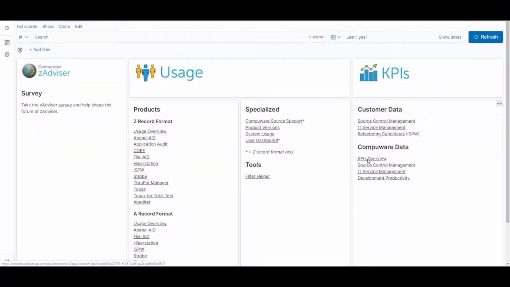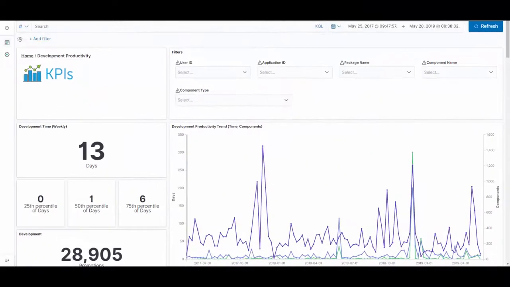I'll start by selecting the Compuware Development Productivity Dashboard and take a look at the development KPIs that help drive Compuware business. Are you accurately measuring the time your organization, teams, and individuals spend developing code? Do you know how long it takes the completed code to get through the QA testing phase? And are you aware of how long code that is completed and tested waits before it actually gets deployed into production? This is a major part of your development pipeline, and if you aren't sure about any of these questions, then let zAdviser give you the answers and more.